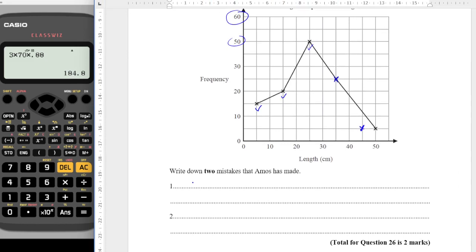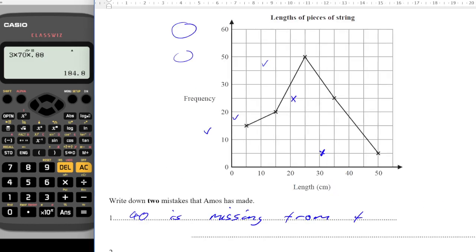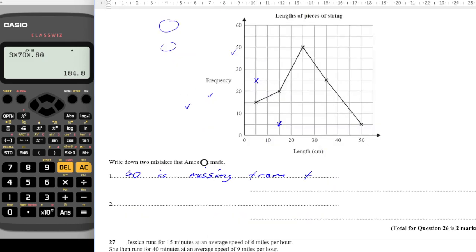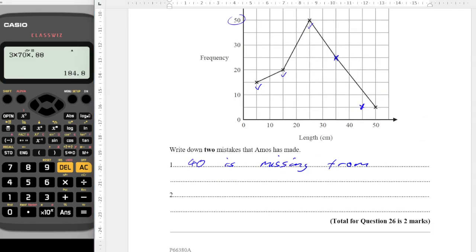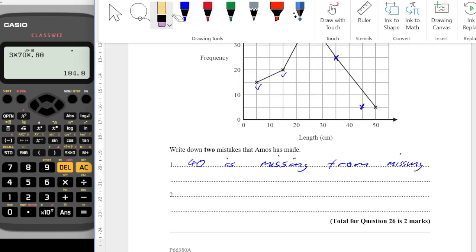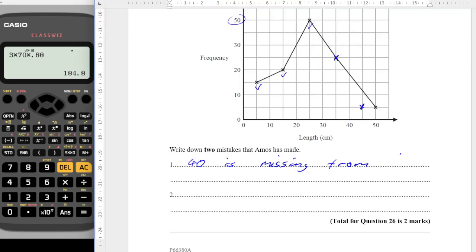So my first mistake is 40 is missing from the frequency. So 40 is missing from the frequency.